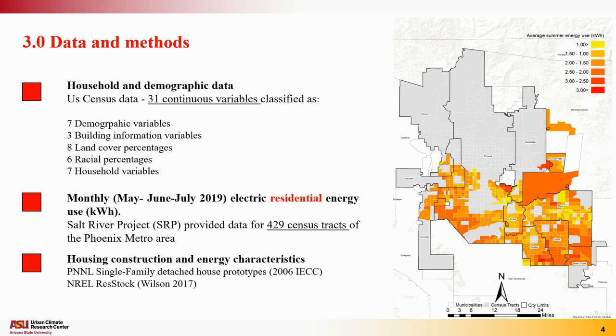So the data we have: we have US Census data. We have 31 continuous variables that we classified as demographic variables, building information variables, land cover percentages, racial percentages, and household variables. We also obtained monthly electric residential energy use for the months of May, June, and July from the year 2019. We obtained this data from the Salt River Project, which is the utility company for the metropolitan area of Phoenix. And we obtained data for 429 census tracts that correspond to nearly 48% of the whole metropolitan area.